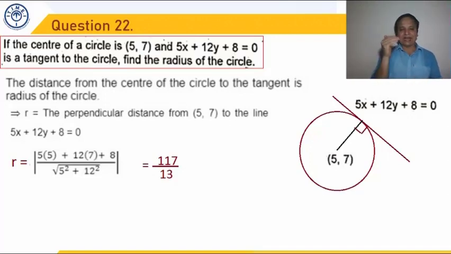So 117 cancels out by 13 and we get this perpendicular distance, or the shortest distance from the center to the tangent to the circle, which is the radius, as 9 units. So from the center, if we drop a perpendicular to the tangent, its length is equal to the radius, that is 9 units.